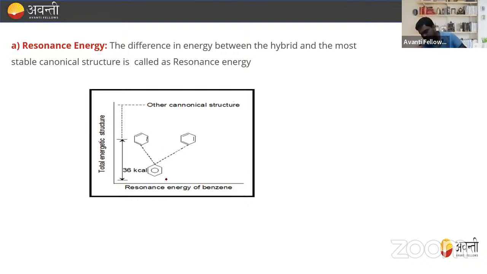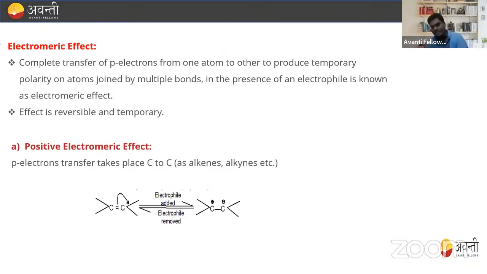Here we can say that the nature of this pi bonding is shifting. So we have an energy difference of 36 kilocalories. This is the resonance energy of benzene, or we say other chemical structures. So basically the difference in energy between the hybrid and the most stable canonical form. This is the hybrid, and this is the most stable canonical form. So the difference in energy between the hybrid and the most stable canonical structure is called the resonance energy. Right?